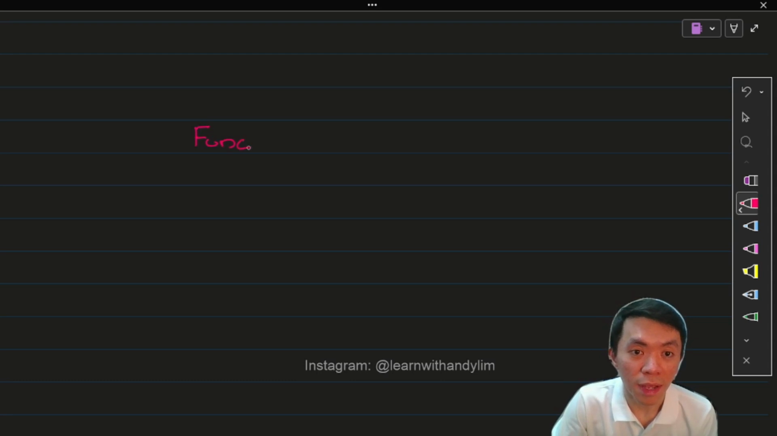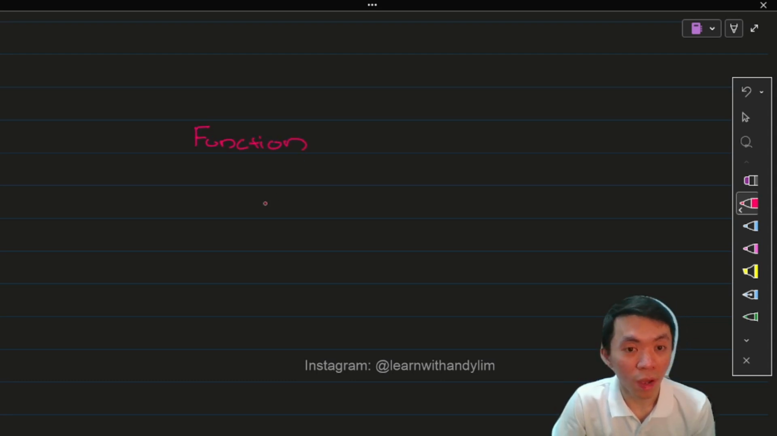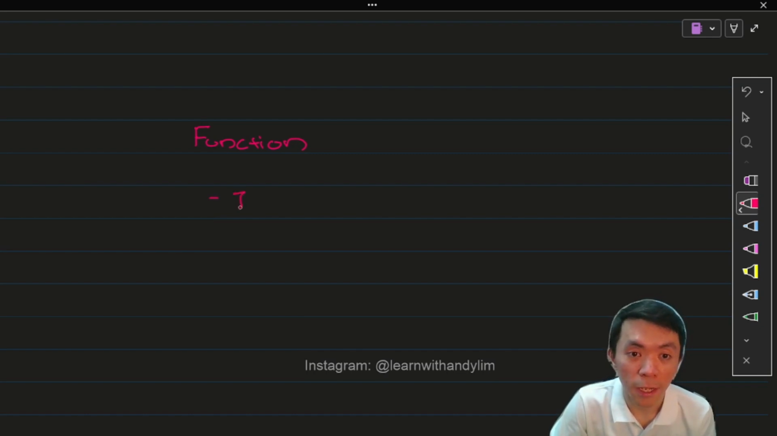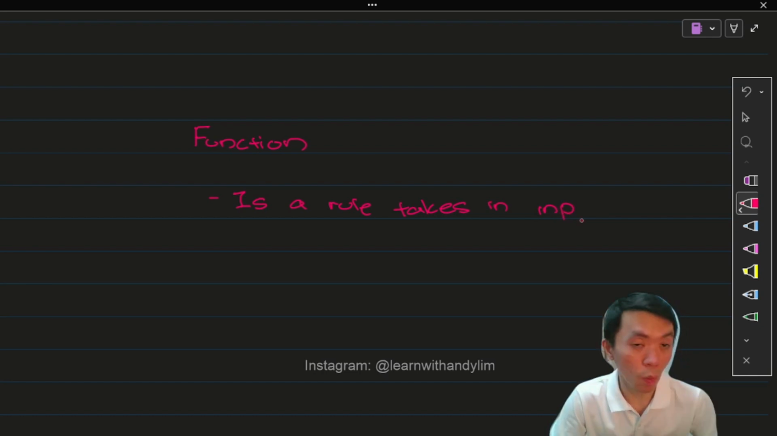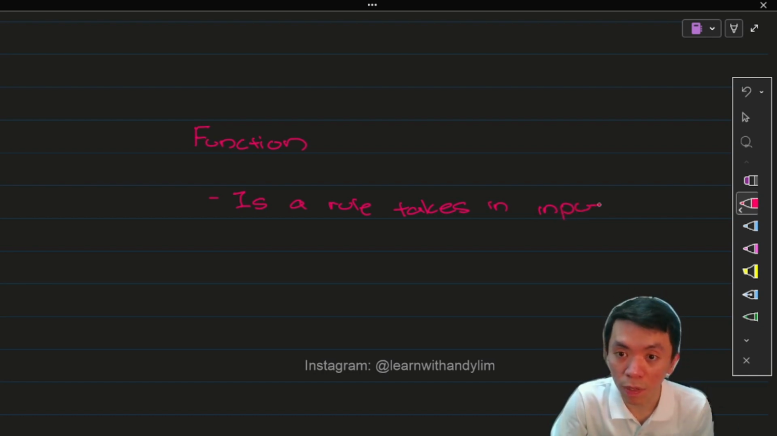Let me write that down. So what is a function? A function is a rule. It is a rule that takes in an input. It can be one input, it can be a lot of inputs. And produces output.